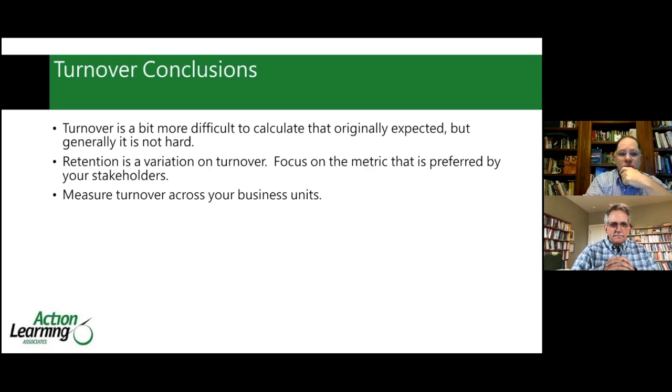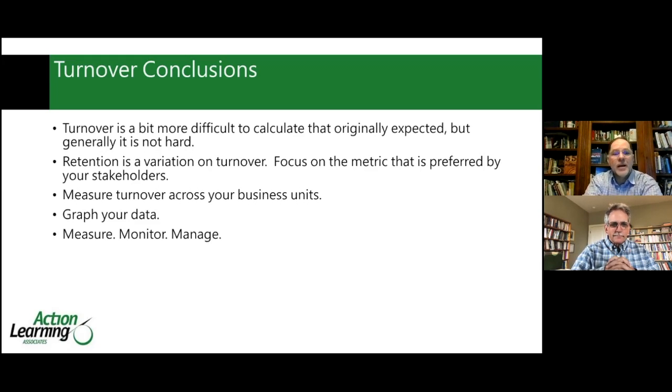Certainly does. So measure turnover across your business units, not just once, but do it throughout the year. Graph your data when you have it so you can see patterns. And then lastly, measure, monitor, manage. When you get your data, make sure you talk to your stakeholders, compare it to expectations. And if it's not meeting your expectations, figure out how you are going to manage. What are you going to do to solve this problem with your business unit?